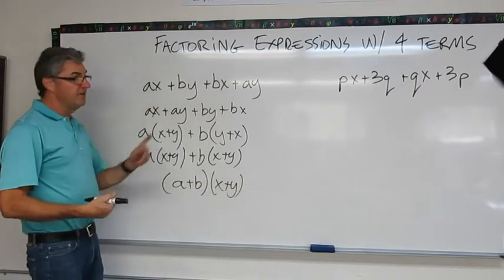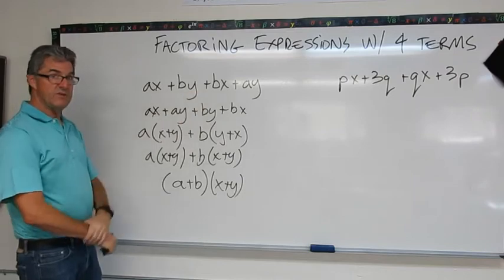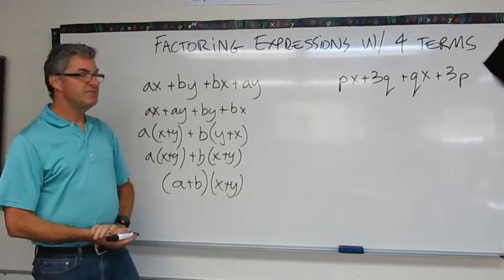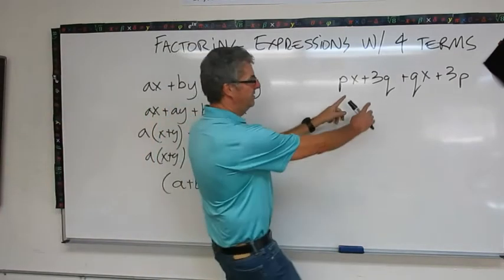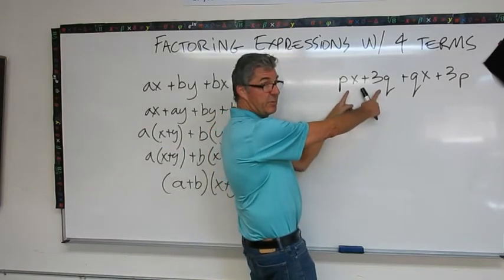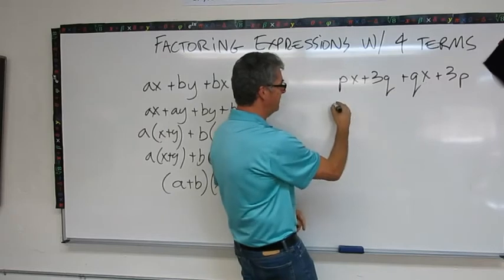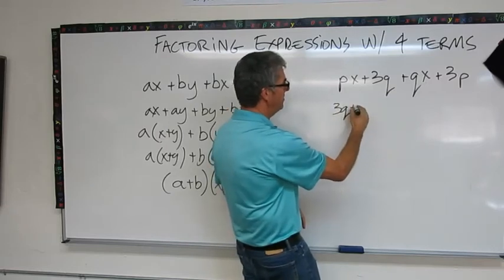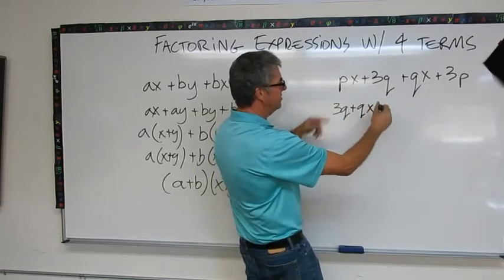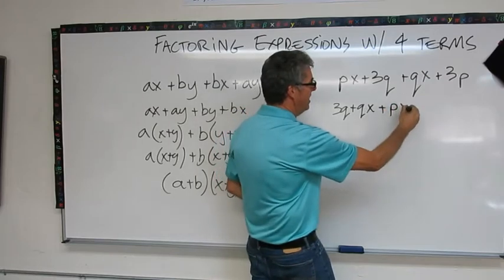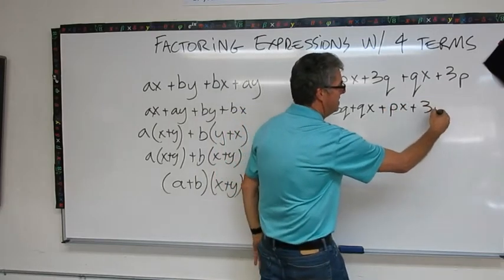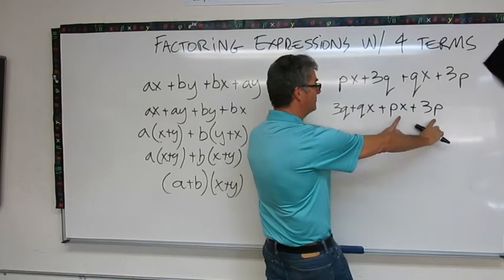Like that. Now if you didn't already try that one, pause the video and give that one a shot. Okay, let's see how you did. So these aren't factorable pairs, there's nothing in both of those, but these are. So let's pull that over. 3q plus qx, and let's see what we have left. Plus px plus 3p. And yes, there's a p in both of those also.